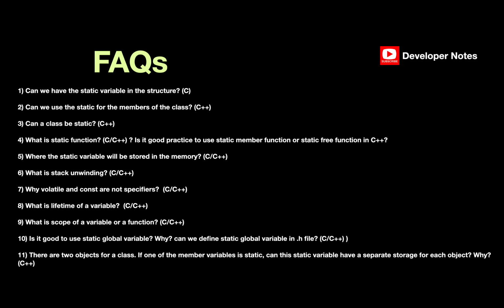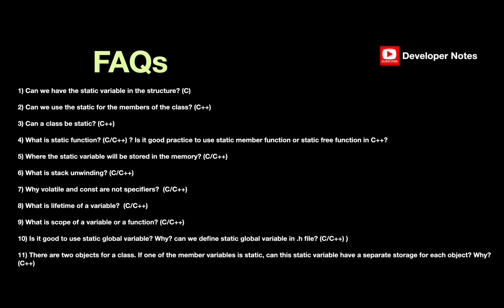The eighth question is, what is lifetime of a variable? It's a kind of recap here. Variable's lifetime is the duration from the variable's creation till its destruction. So the lifetime of the auto variable usually starts when the function block begins and where the variable is declared or defined, and ends when the block is finished. The ninth question is, what is scope of a variable or a function? I'm going to repeat this again. Variable scope, or accessibility or visibility, is where the variable can be accessed or used.